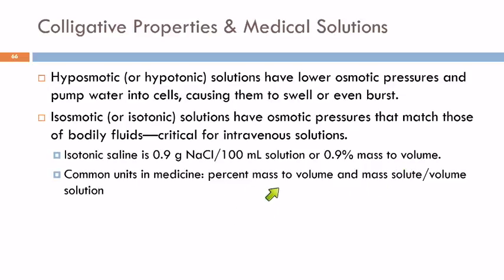And so we see a lot of percent units in medicine because they're easy to make up. They're easy to make the solution. And they're not concerned with chemical reactions occurring and how many moles there are. And so they use convenient units like percent mass to volume and mass of solute per volume of solution.